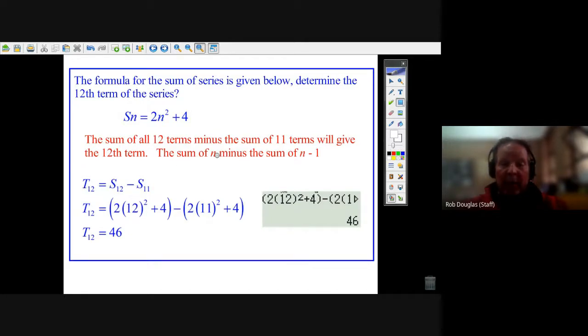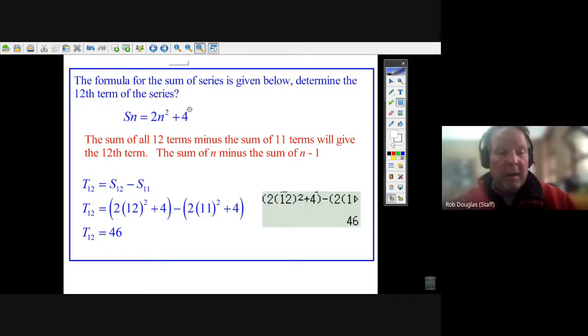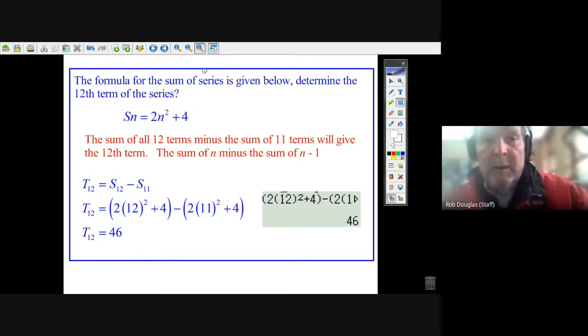The sum of whatever they're asking for minus the sum of 1 less than that. And now all we do is take 12 and put it in there, take 11 and put it in there, and subtract them. See, I did it on the calculator. You can see, the calculator gave me the number 46. So that's your whole sequence and series in a nutshell.